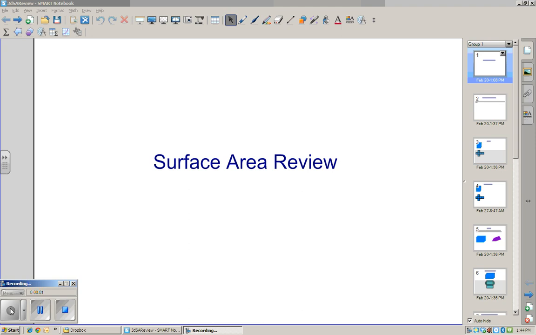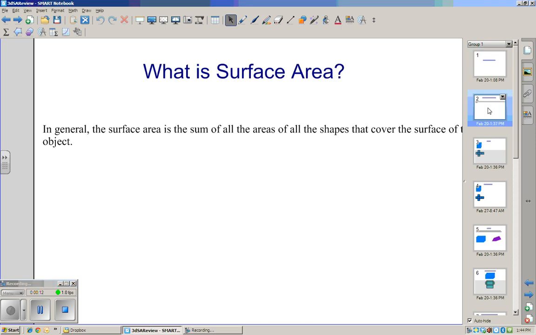Hello again, and welcome to your surface area review for your upcoming surface area test this week. Let's begin, as we always do, with vocabulary. Our only vocabulary for the week is: what is surface area?